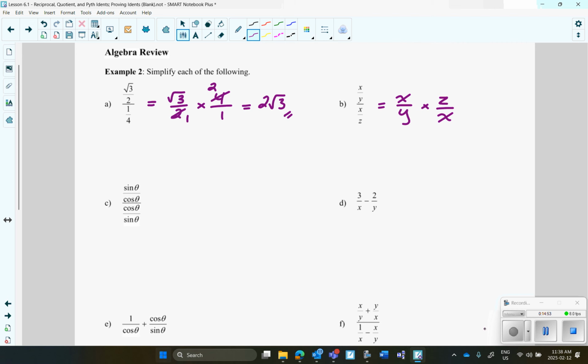Anything I can reduce? The x's. Those go down to 1 and 1, technically. Because remember, x divided by x is 1. So technically it's that. Can't do any more reducing, so what's my answer? That over 1.